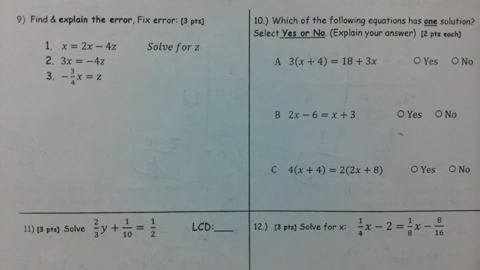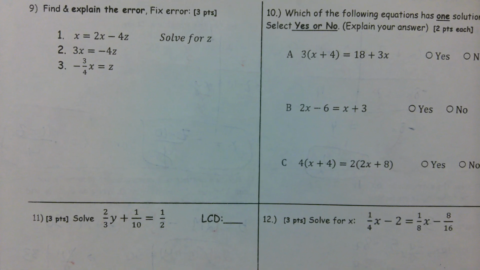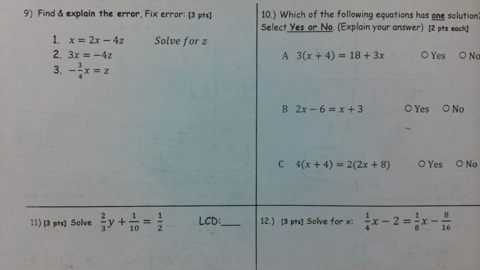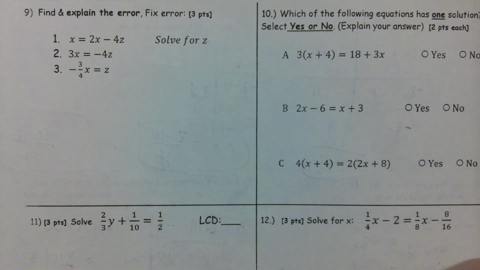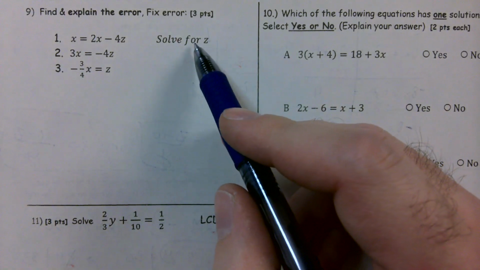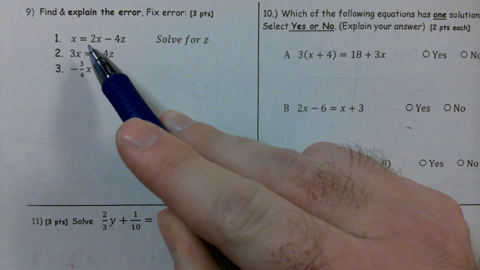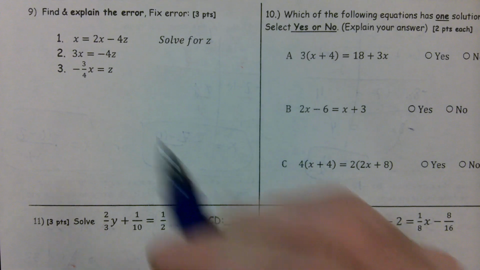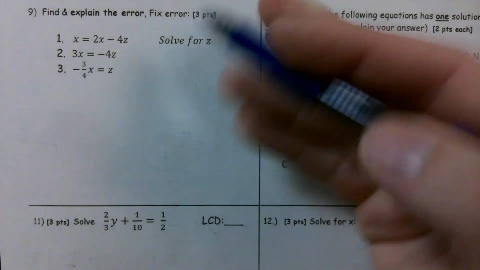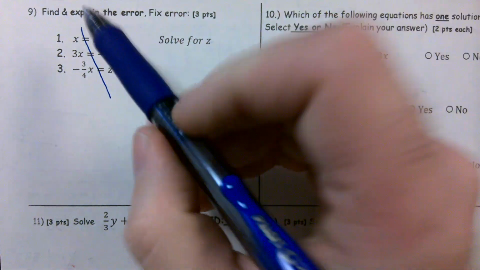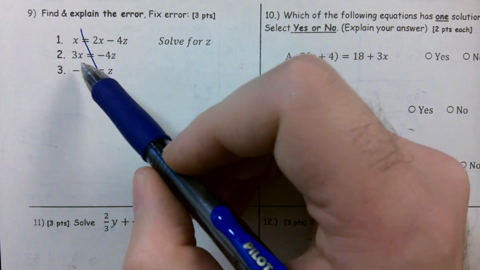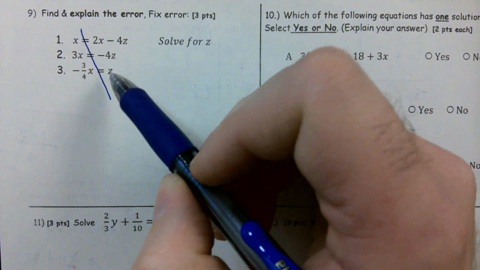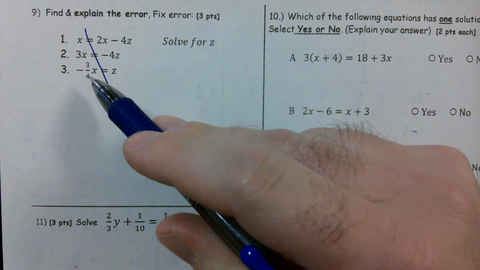Okay. Number 9, find and explain the error. This one's fun. If we're getting confused by this, we should definitely be focusing on this. So, the directions are, I've got x equals 2x minus 4z, and I've got to solve for z. Looks like right away I brought my 2x over here to make 3x, and then I divided by -4, and I got z all by itself. Is that wrong? Is that right?